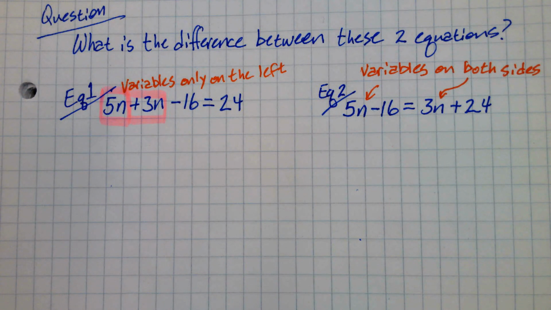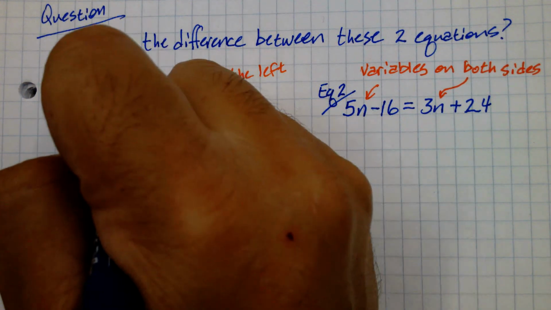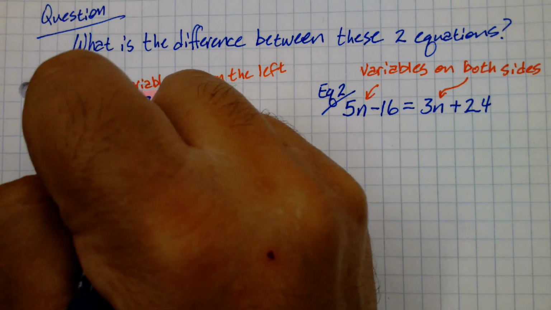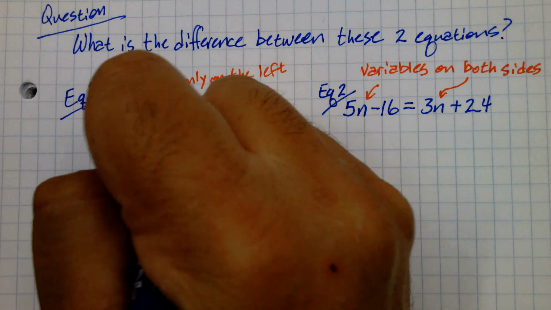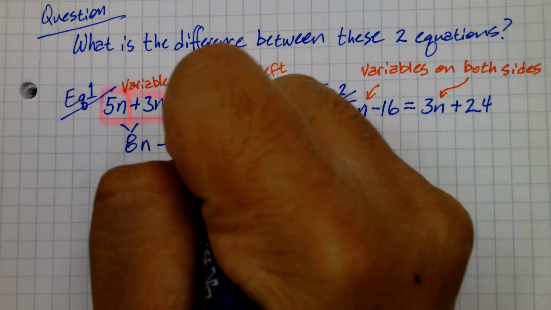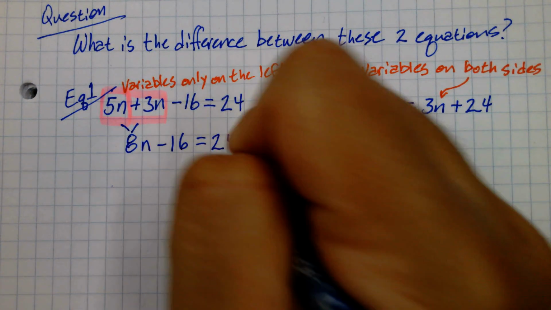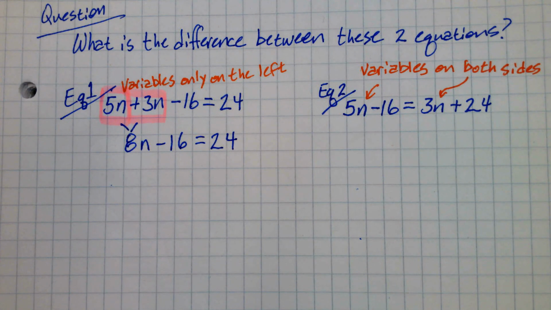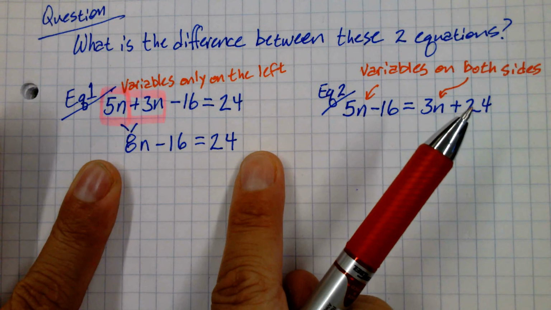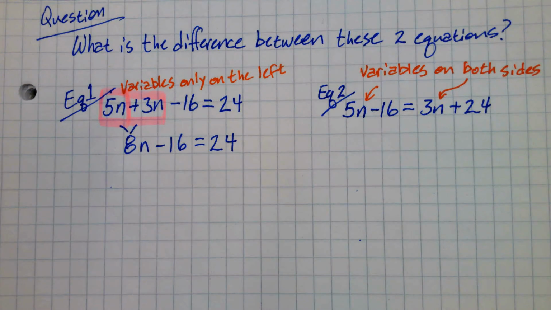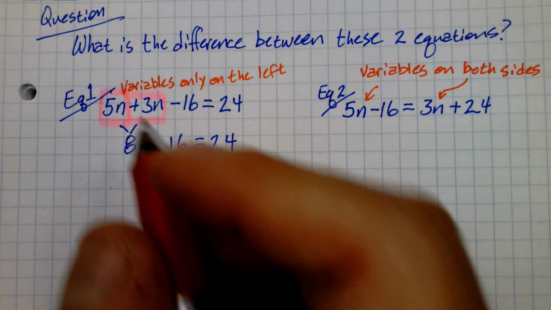Okay? So we're going to put these together to make 8n minus 16 equals 24. We're going to do that first. And now we got a two-step equation. Have you guys noticed that every time we're solving, it boils down to a two-step equation, then a one-step equation, then your answer? That should always be happening.